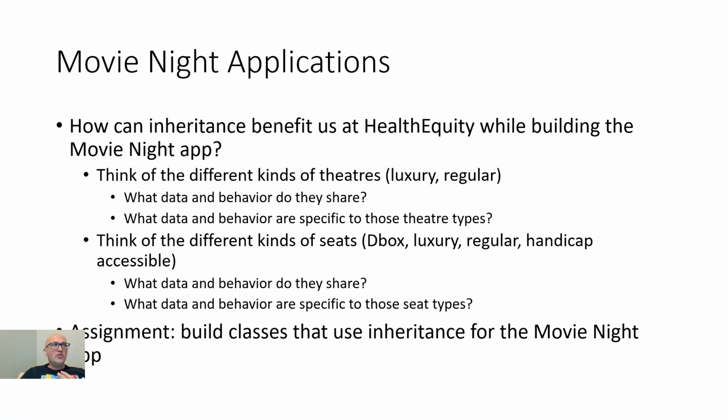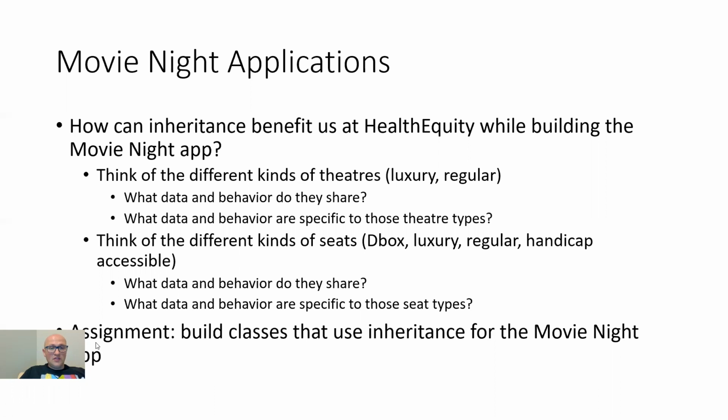So think about how we could use inheritance here. Maybe we create a theater class, and then we have a 3D theater class or a luxury 3D theater class or a regular theater class. What data is unique to those types of theaters? Or in other words, what data goes in those child classes? What data and behavior is shared? Or in other words, what would go in the parent theater class? And does it make sense to make the theater class abstract? Do we ever want to just create a theater? I don't know.